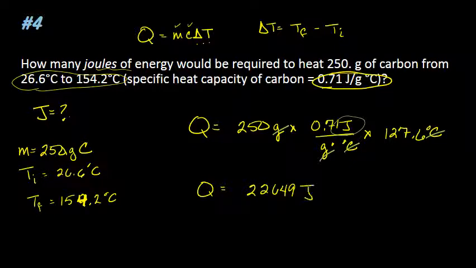22649 joules. Our last step is to make sure we have the correct number of significant figures. Well, there's 3. Well, gosh, when we subtracted these two numbers, we should have had one decimal place. So that was 127.6. That has 4 sig figs. So our final answer should only have 3 significant digits.